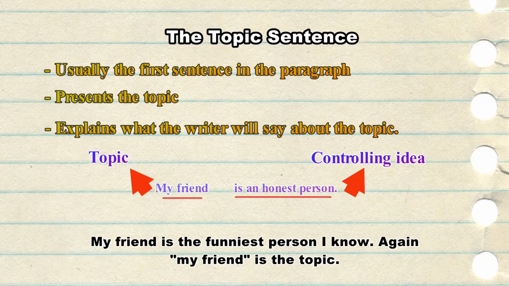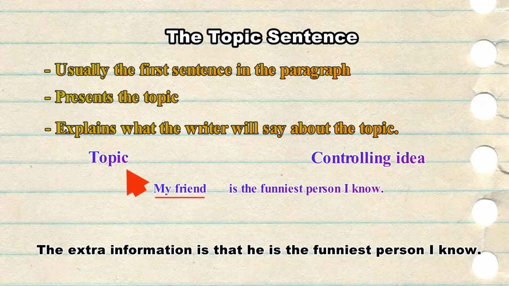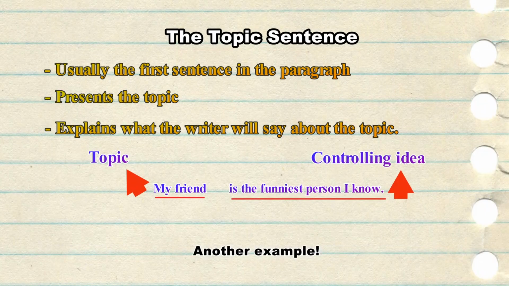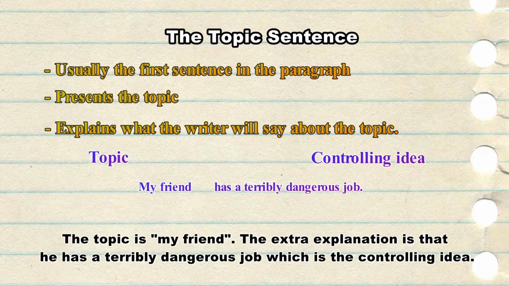Another example, my friend is the funniest person I know. Again, my friend is the topic. The extra information is that he is the funniest person I know. Another example, my friend has a terribly dangerous job. Again, the topic is my friend. The extra explanation is that he has a terribly dangerous job, which is the controlling idea.